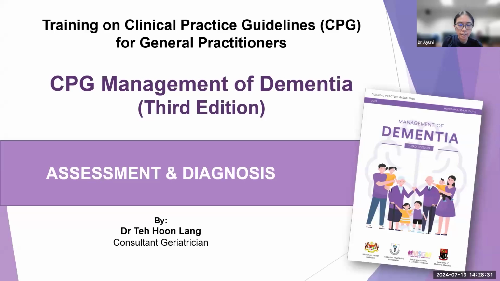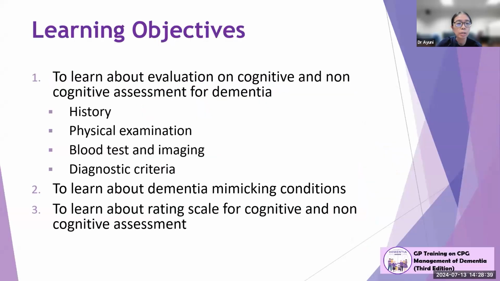Hello, good afternoon, everyone. So we move to the next part of our CPG. I will talk about the assessment and diagnosis of dementia. The learning objectives for this lecture are, number one, to learn about the evaluation of cognitive and non-cognitive assessment for dementia, and to learn about dementia mimicking conditions. There are many diseases that might present like dementia symptoms, but they are actually not dementia. And to learn about the rating scales for cognitive and non-cognitive assessment.